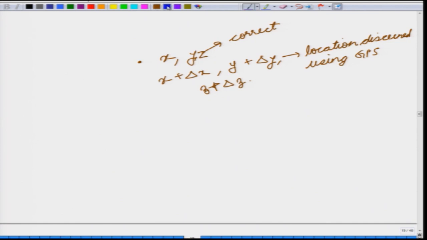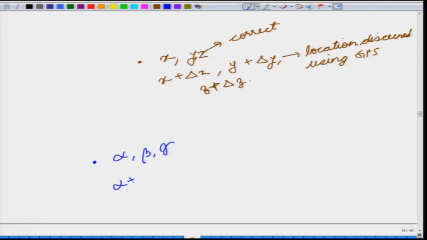But then to reduce the error, what you can do is that you can take another location and suppose here your coordinates were alpha, beta and gamma, and when you are using your GPS, because the error is coming to be the same in both.